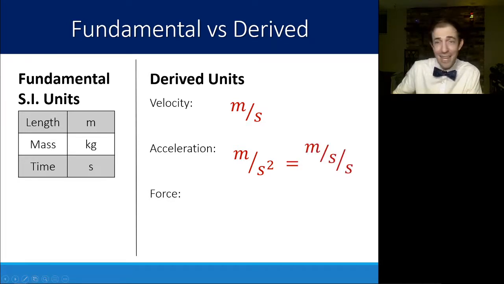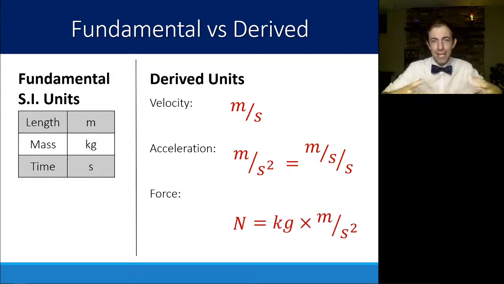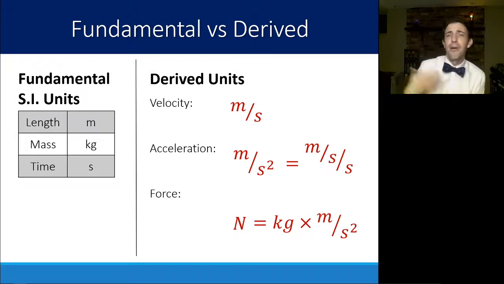So meters per second is only comprised of these fundamental SI units, meters and seconds, but smashed together to make something new entirely. Force is even more complex. Force, you might remember, we define in newtons, but newtons, I don't see any of these fundamental SI units in them. Turns out newton is a derived unit that if we break it apart, it's actually just kilograms times meters per second squared.